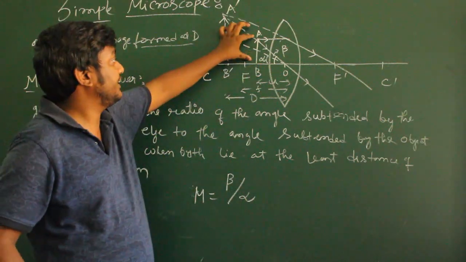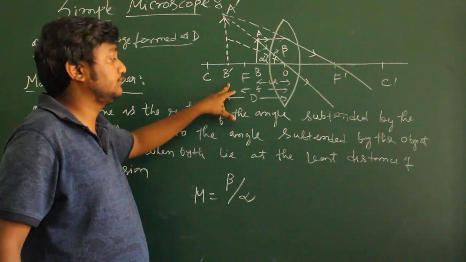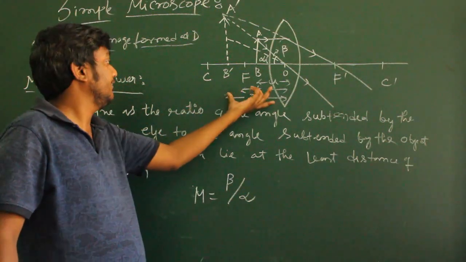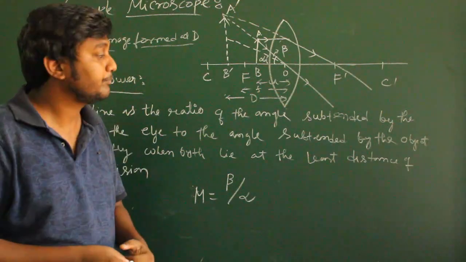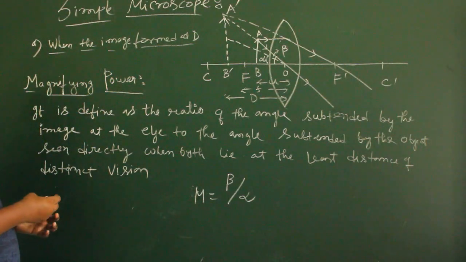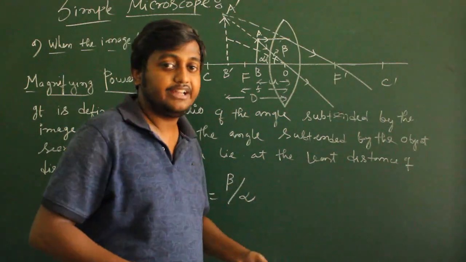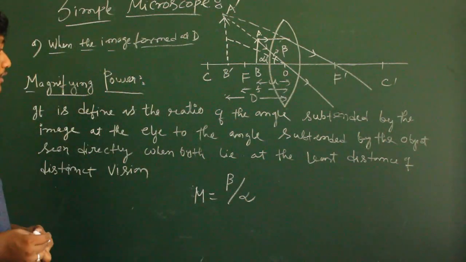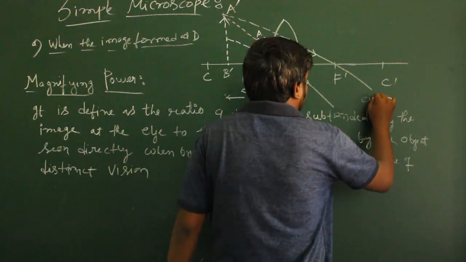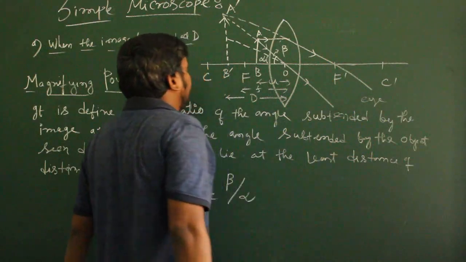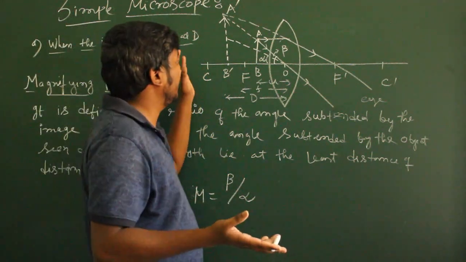Okay, this object AB will give a magnified image, A dash B dash, at the least distance of distinct vision from the optical center. Here U is the object distance, F is the focal length, and D we take as the image distance. Suppose we can see this from here. So how will it happen?